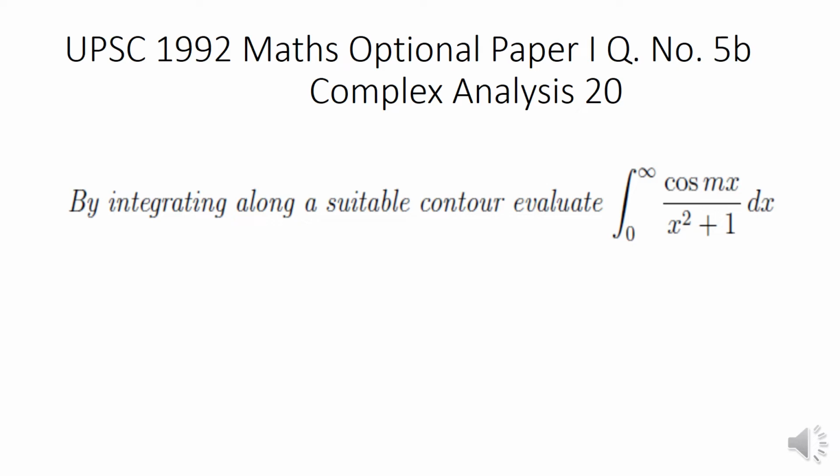Case 3 is when we have the integral from minus infinity to infinity of f(x), which is a function of cos mx and sin mx, dx, and f(x) is a rational function. Here what we do is take the closed integral over contour C, the same contour, that is the upper half semicircle, and we take f(z) e to the power imz dz. So the closed integral over C of f(z) e to the power imz dz, and we integrate it.